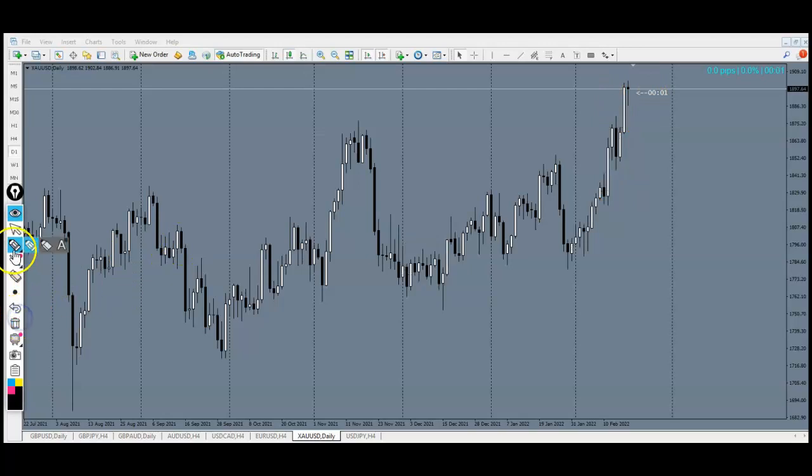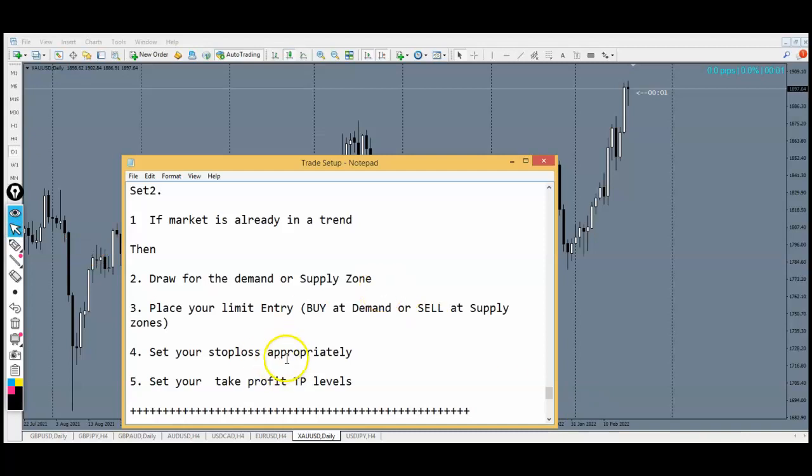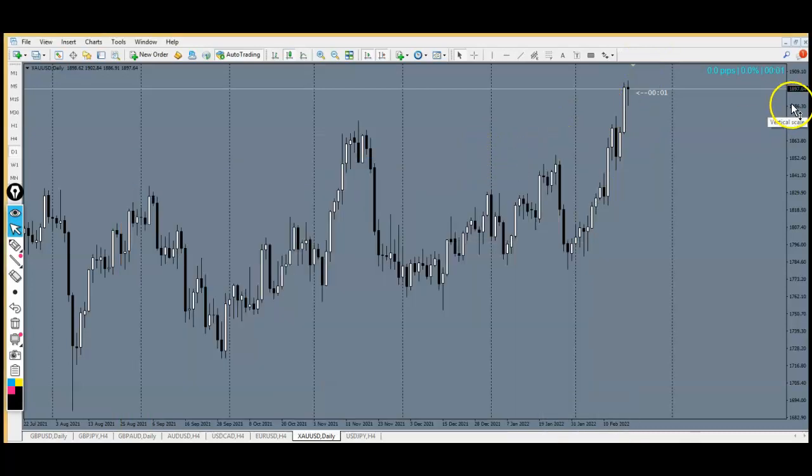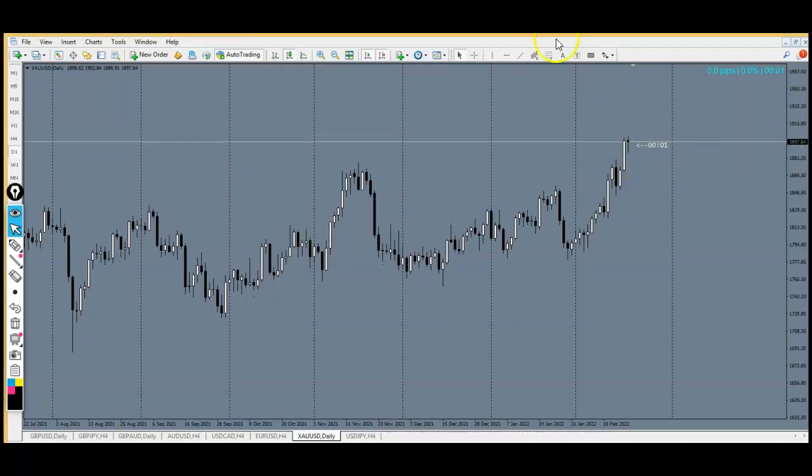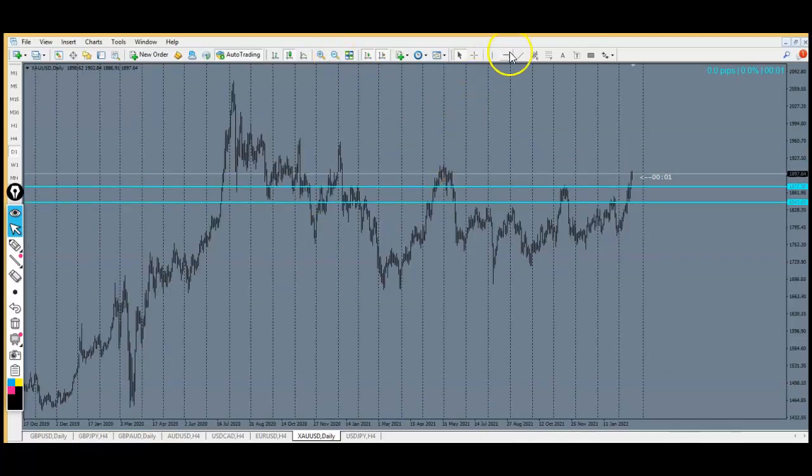So what can be the setup here? So it's like we said in our rules. If it's already in a trend, and this is an uptrend, then we'll be looking for a pullback to a demand zone for us to enter and continue upwards. So at the moment, let's see. So this is a demand zone. This zone here is a demand zone. Let's see where it could go to at the top.